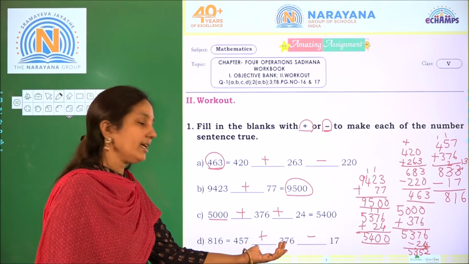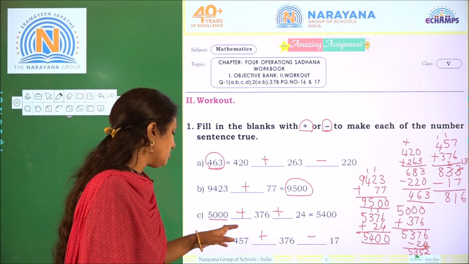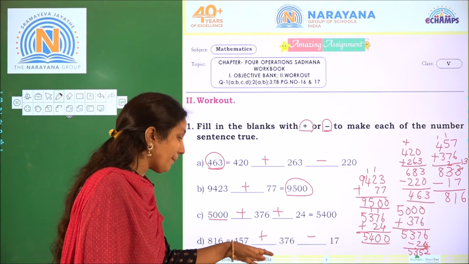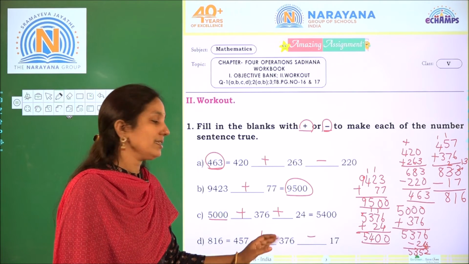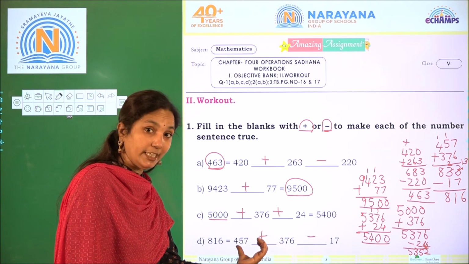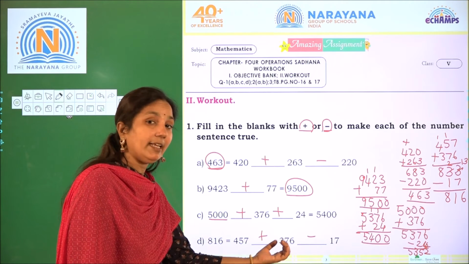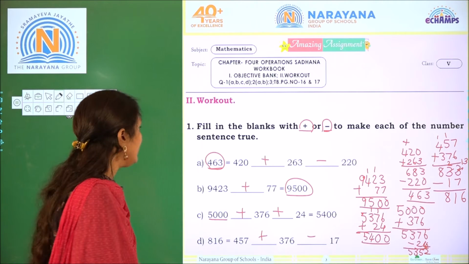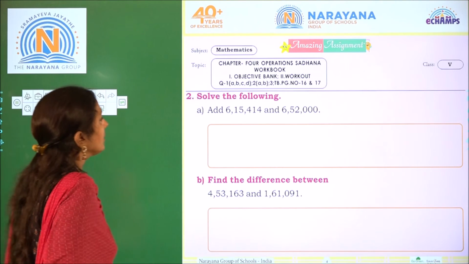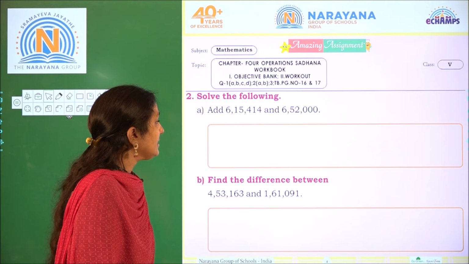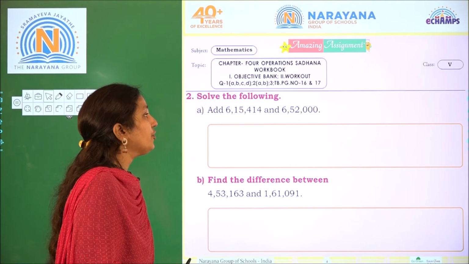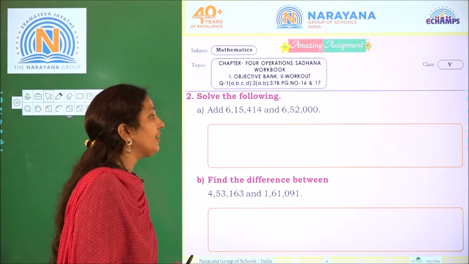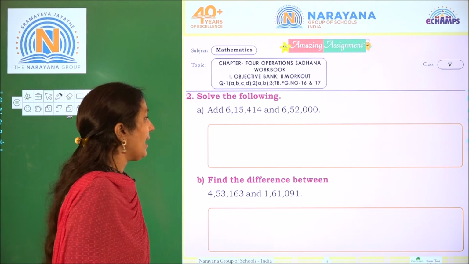So which symbols will come? Plus and minus. So 457 plus 376. So if you add these two numbers, you have to take out 17. You will get 816. Got it, children? Coming to next one. Solve the following. We add 6,50,414 and 6,52,000. So you have to add.